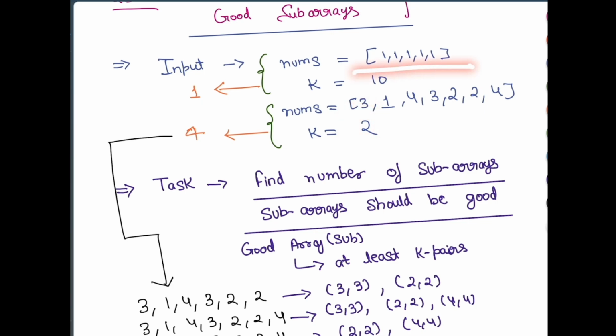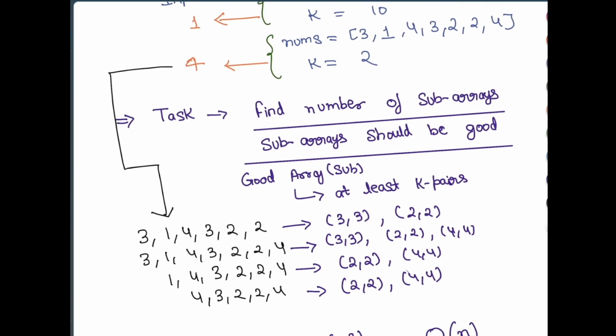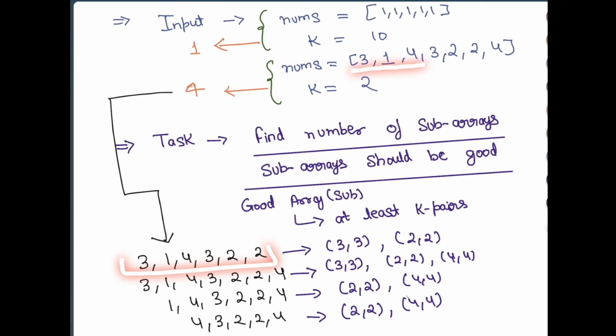So in example number 1, I can have just one subarray which will have the number of pairs as 10, and in example 2, I have 4 subarrays which are going to have at least 2 pairs. Remember, it is at least 2 and not exactly 2. That is, if you have 2 pairs, 3 pairs, 4 pairs, all those subarrays are valid and you can count them. So what are the subarrays in case of example number 2? This is from 3 to 2. That is 3, 1, 4, 3, 2, 2. That's one subarray which is going to have at least 2 pairs. What are those pairs? These are the pairs 3, 3 and 2, 2.